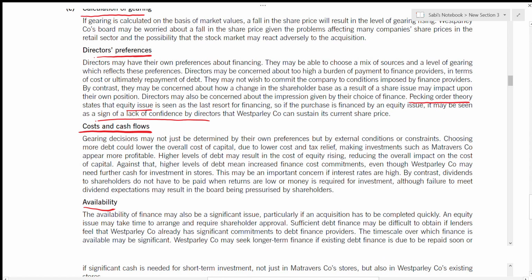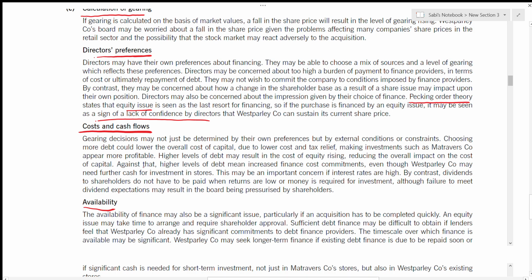Now let's go to the cost and cash flows, the cost of the finance. Gearing decisions may not just be determined by their own preference, but by the external conditions or constraints. Choosing more debt could lower the overall cost of capital. We all know that more debt is better because it is tax deductible, due to lower cost and tax relief, making investments such as this one appear more profitable. High levels of debt may result in the cost of equity rising, reducing the overall impact on the cost of capital.